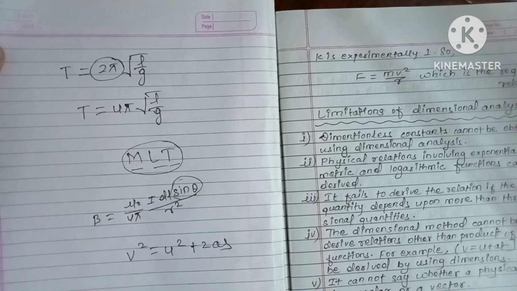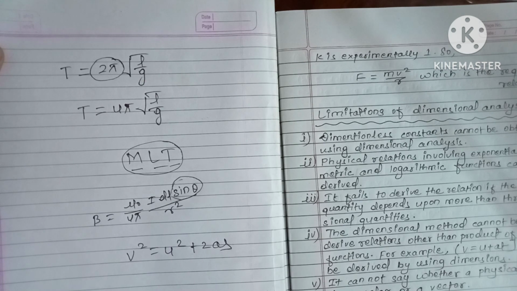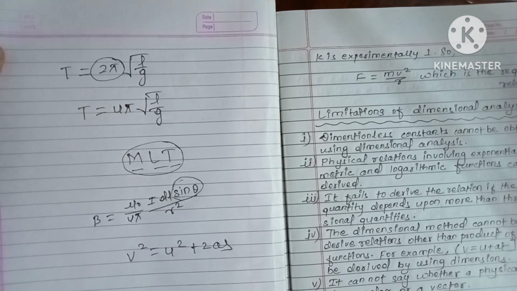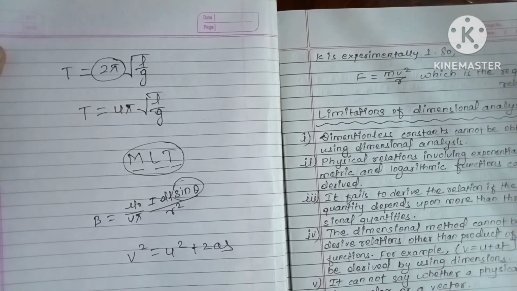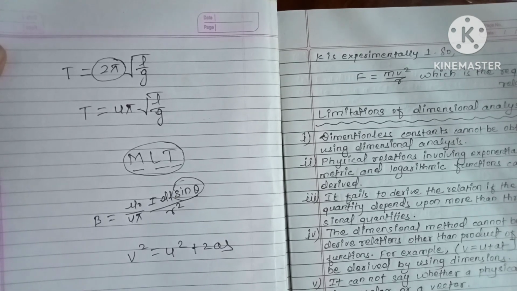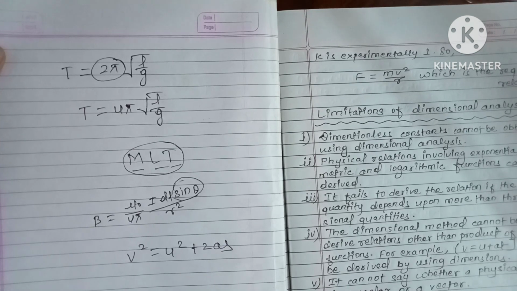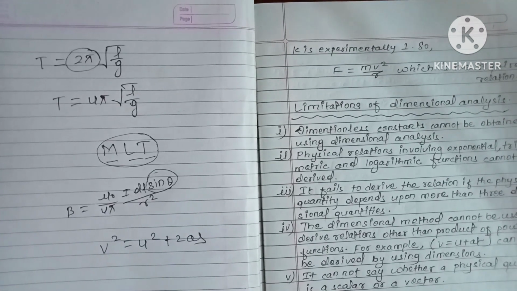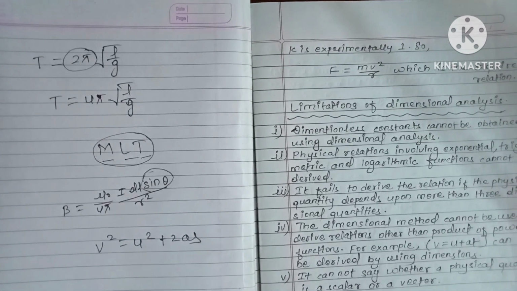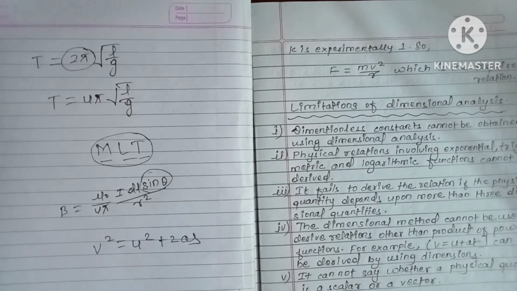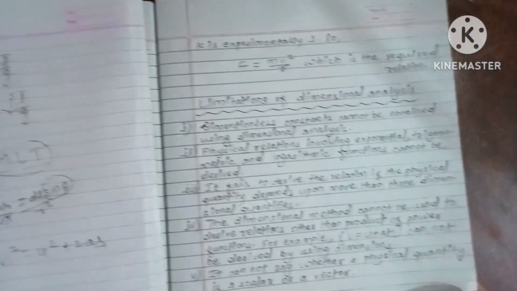Another limitation of the dimensional formula is that it cannot say whether a physical quantity is a scalar or a vector. A scalar has only magnitude, a vector has magnitude and direction, but here we cannot determine dimensionally whether a quantity is a scalar or a vector. So these are the limitations.